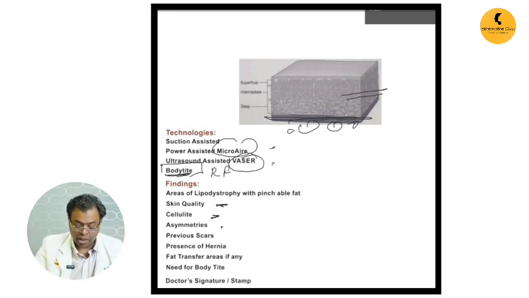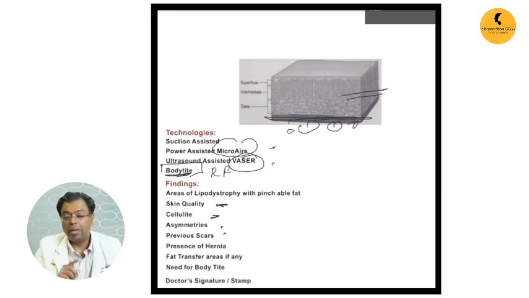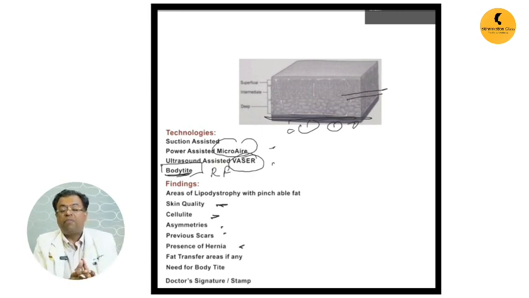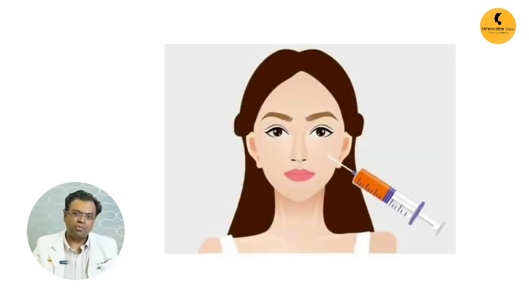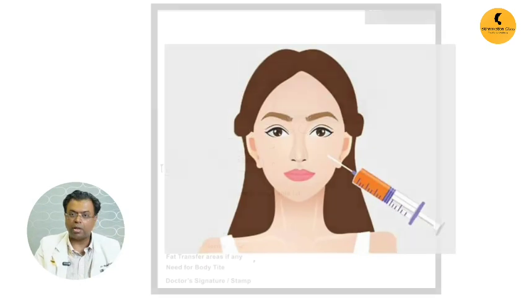If they have any previous scars from any surgeries, if we are talking about abdomen, if the patient has any hernia, this needs to be taken care of because if there is a hernia, we can't do liposuction around that. We should avoid doing that. In fact, we also have to plan to repair that hernia at the same time. And whatever fat we are removing, do we need to reuse that fat to enhance other facial or body parts? So fat can be used as a fat transfer method to enhance that. So all these points are noted.